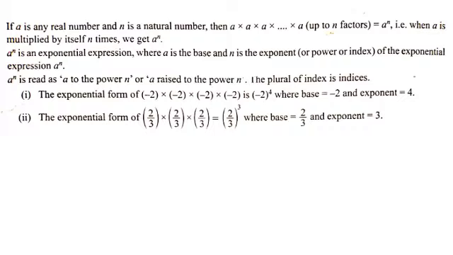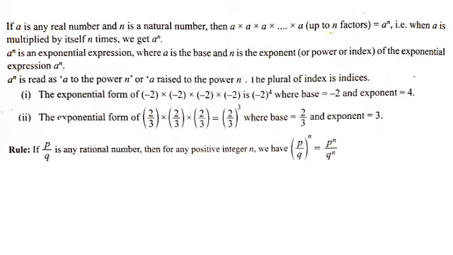We can say a number of a power: if it has 2, we can say it as square, and if it has 3, we can say it as cube. If p by q is any rational number, then for any positive integer n, we have p by q power n is equal to p power n by q power n.